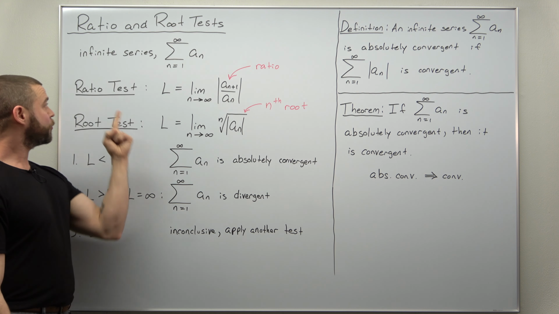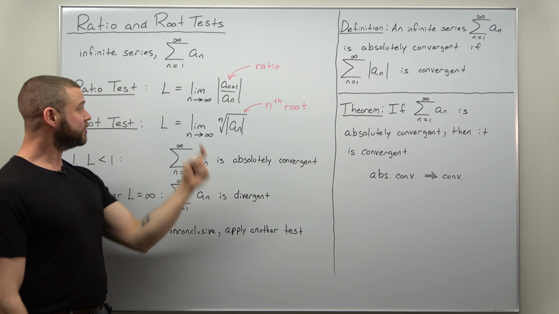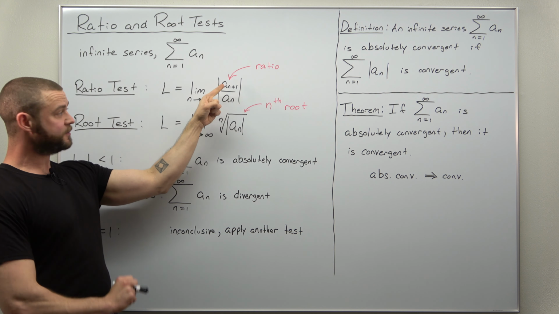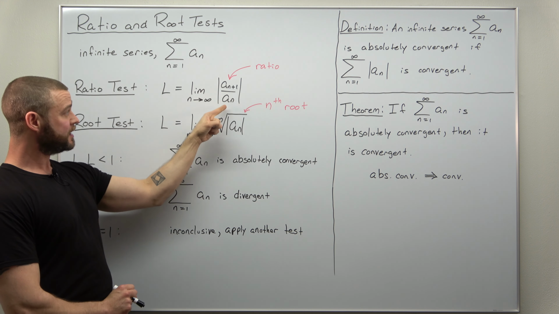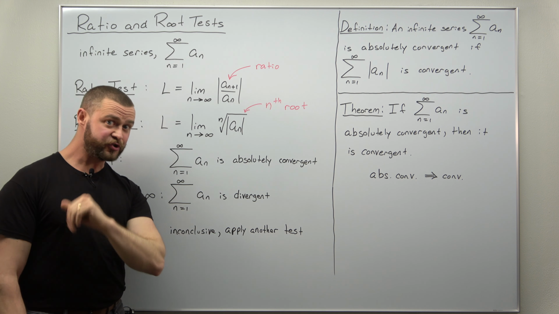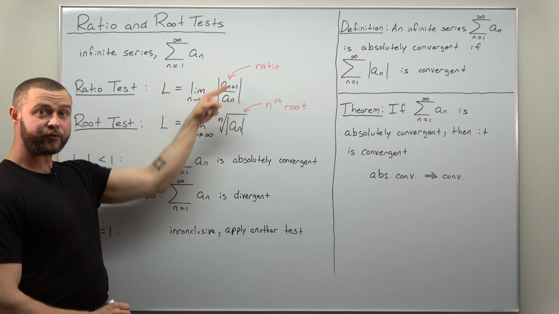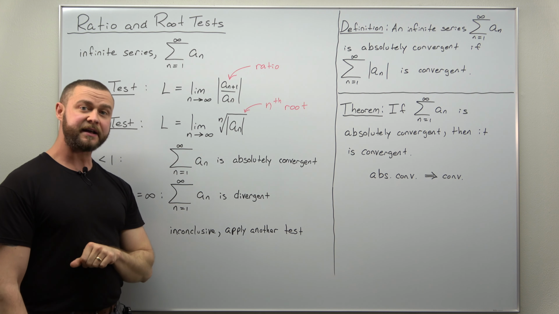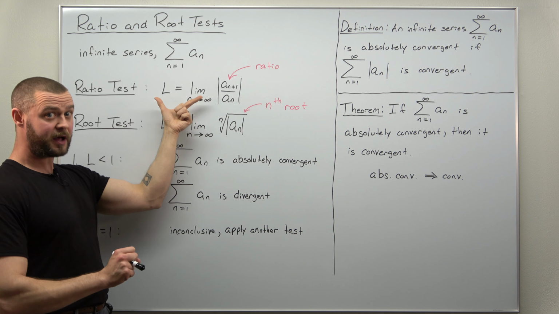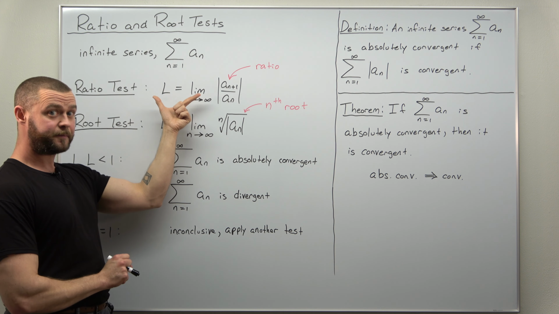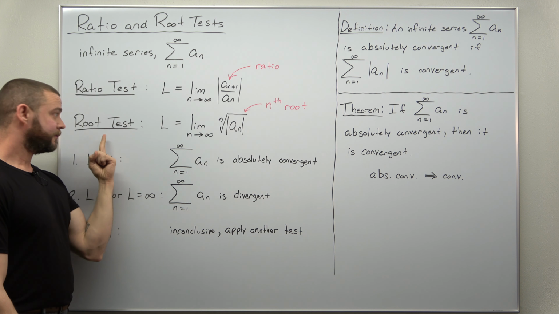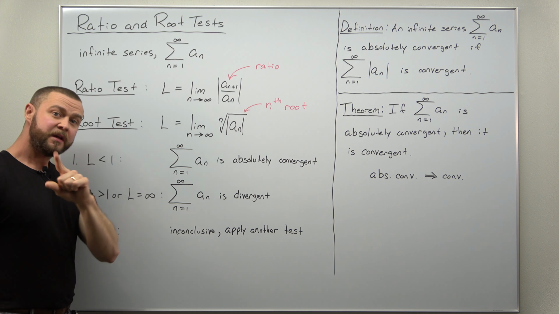For the ratio test, we're going to take a look at the limit defined as the ratio in absolute value of a sub n plus 1 divided by a sub n. And that's where the name, the ratio test, comes from, because we're taking a ratio of terms. We're going to take a limit as n goes to infinity, and that's how we calculate the limit here, L, for the ratio test.